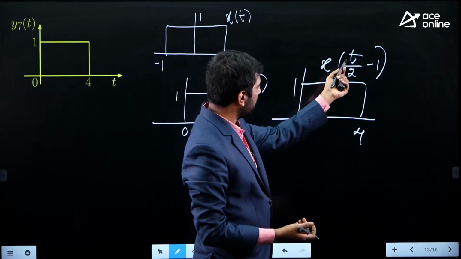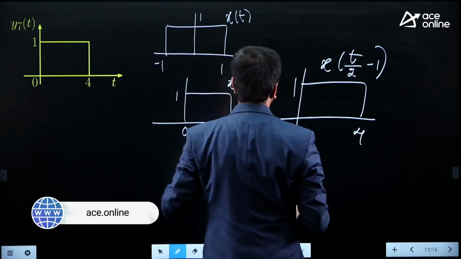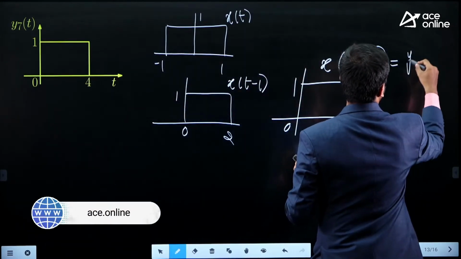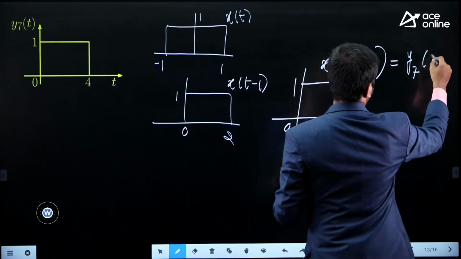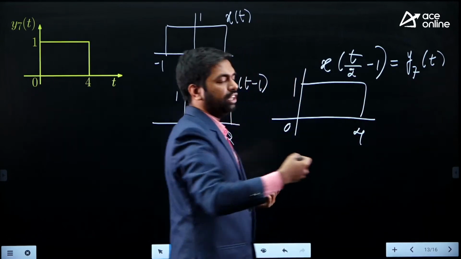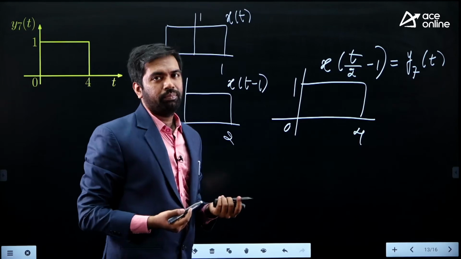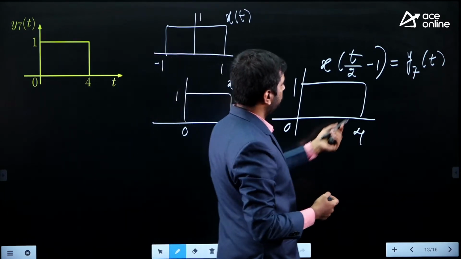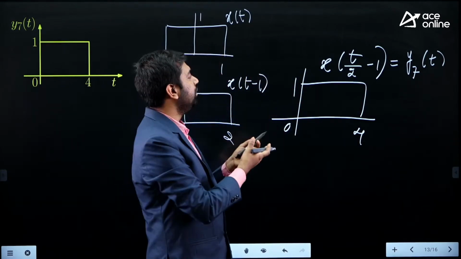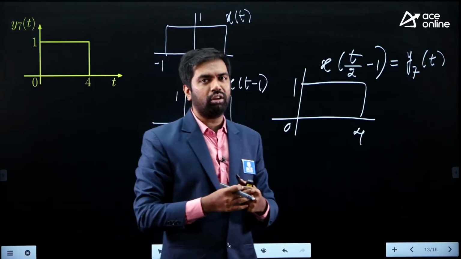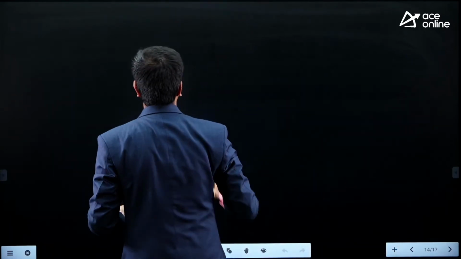This is expanded, so this is the expression: x of t by 2 minus 1. Finally, y7 of t in terms of x of t is as follows: x of t by 2 minus 1. What are the operations involved here? One is shifting, the other is time scaling. If you know how to deal with this, then you can easily find the Fourier transform of this. So let me explain both the properties.